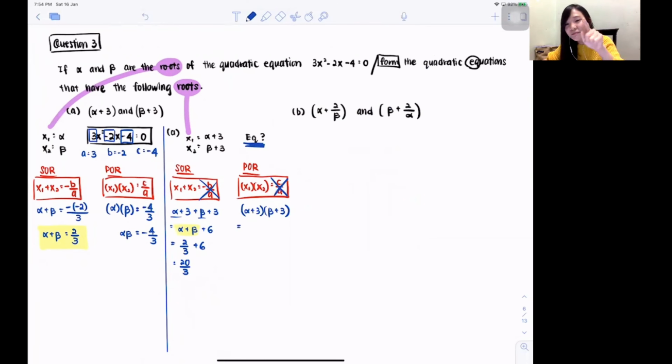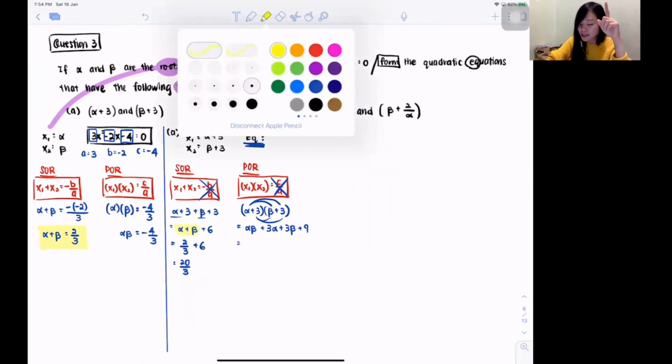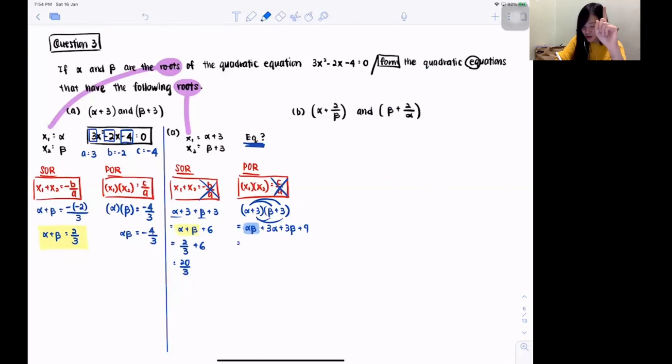What should I do again? Expand. Alpha times beta, alpha beta. Alpha times 3, 3 alpha. 3 times beta, 3 beta. 3 times 3, 9. Correct? How do I continue? Do you guys realize that this alpha beta looks like whatever I have here? Isn't it I can straight away sub negative 4 over 3? But the problem came in the middle part. 3 alpha plus 3 beta. I don't know what 3 alpha plus 3 beta is, but I do have the information of alpha plus beta, but without the 3. So what can I do?